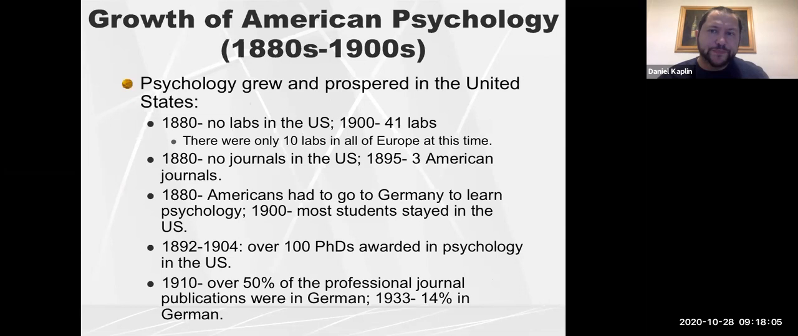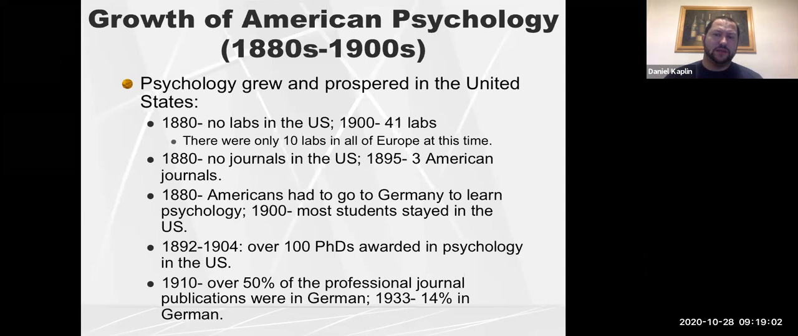So looking at American psychology, if we go through certain key time periods, in 1880, there were no labs in the United States, right? So Wilhelm Wundt sets up the first lab in Germany. But by 1900, there were 41 labs in the United States. And if we compare that to what was happening in Europe, all of Europe only had 10 labs. So we were starting to see a shift from Germany being the epicenter of development of psychology to America and American psychology being at the forefront. So that's the first thing we see: a shift in the number of labs.